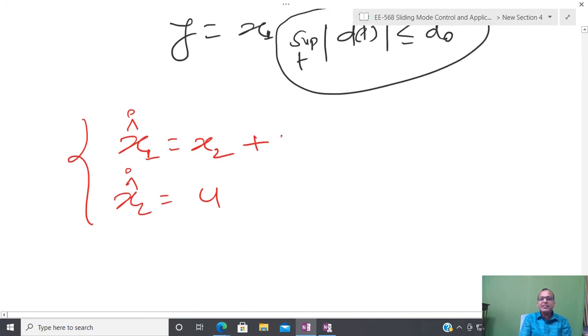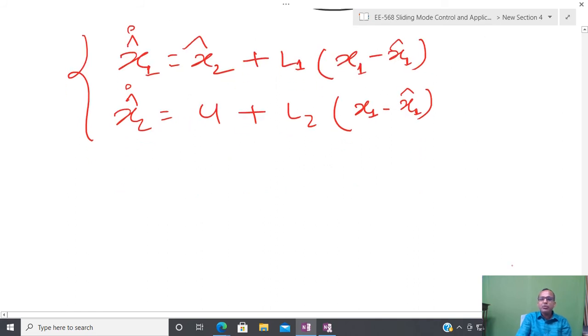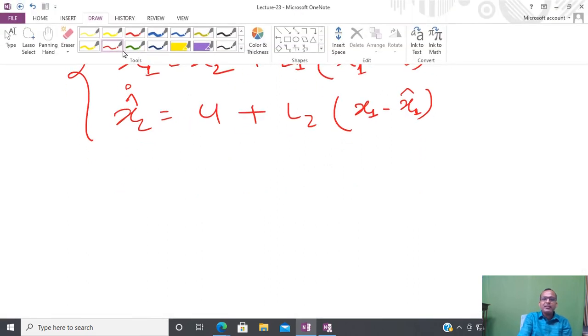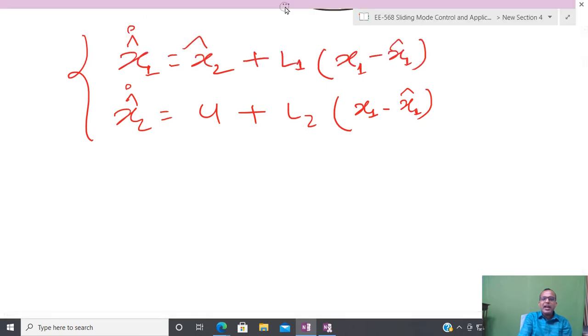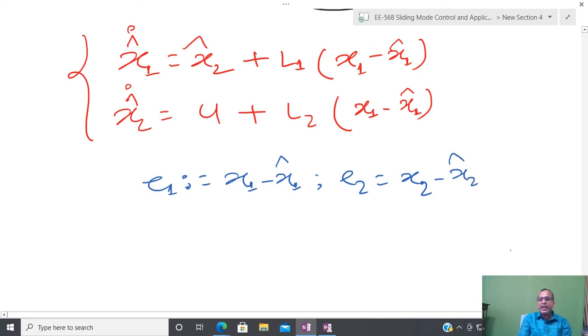Now you can add the same correction term again, the way we have done before. So x2 cap, and here x1 minus x1 cap, and the same correction term I am going to add. Now try to see the dynamics. If you see the closed loop dynamics, I am again going to define the error in exactly the similar way. So E1 equal to x1 minus x1 cap, and E2 I define as x2 minus x2 cap.